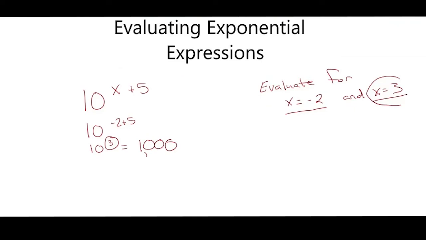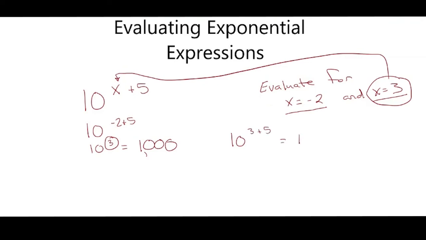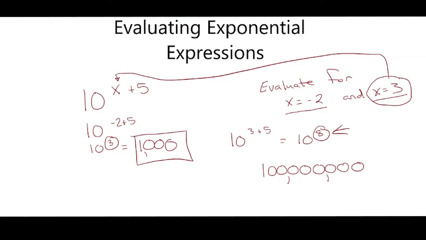Now, let's plug in x equals 3. So that'll give us 10 to the 3 plus 5. Well, that's 10 to the 8th power. Remember that when you raise 10 to an exponent, that's always a 1 with this many zeros. 1, 2, 3, 4, 5, 6, 7, 8. So the answer is 100 million. So when x is negative 2, our expression is 1,000. And when x is 3, the value of our expression is 100 million. And that's how you evaluate exponential expressions.